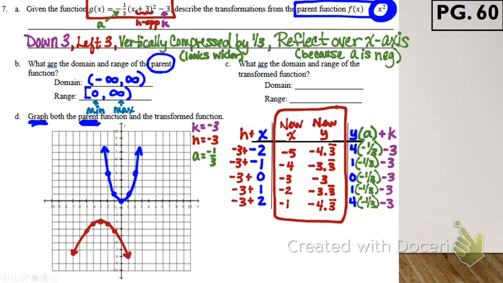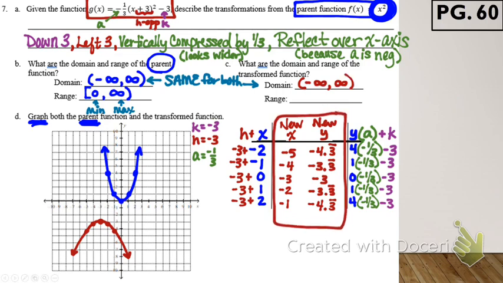For my domain, that one's easy. This is always the same for all my parabolas. So my domain is going to be -infinity to +infinity. All of my parabolas have the same domain because I'm allowed to use whatever I want for an input, for an x value. On my range, remember we start with the lowest point, the minimum, and then we put our maximum after that.